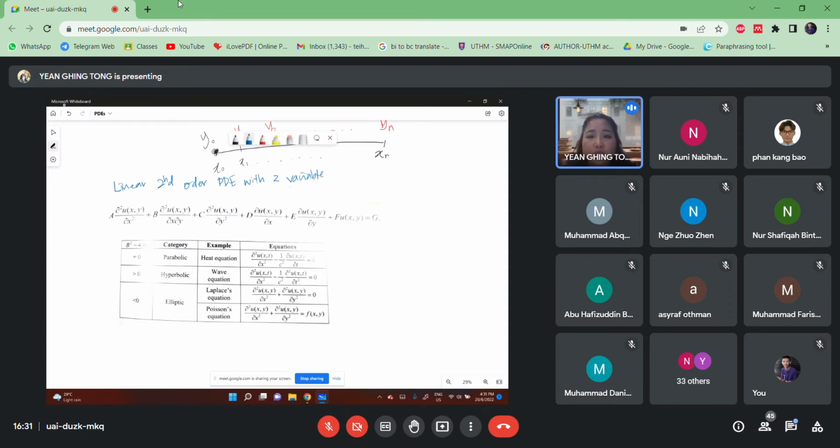If you look here, the variables are actually x and y. Why do they say so? This one is with respect to x, and this one is the second partial of u with respect to x and y. And this is with respect to y. That means there are only two independent variables. Here you can see x and y, x and y.